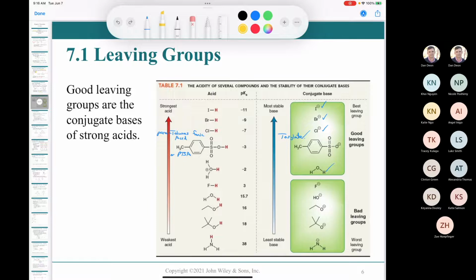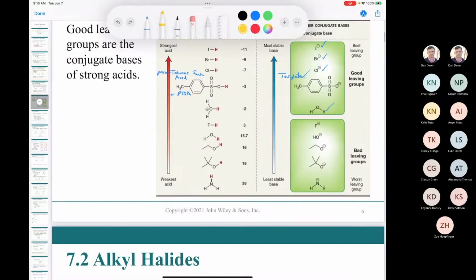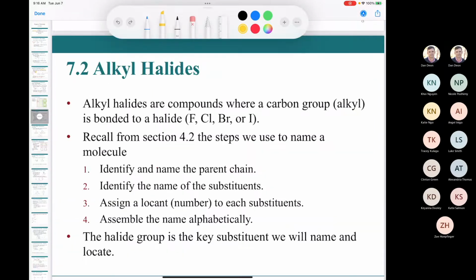Okay, cool. And again, if you're thinking, oh, shoot, there's another thing for me to memorize, remember, by the time you finish going through all the practice problems in Chapter 7, you're going to have these down pat. You're going to know that when you see a tosylate, it's a good leaving group because you will have seen it enough times. Okay, so we finished section 7.1, which is kind of an introduction to substitution and elimination.